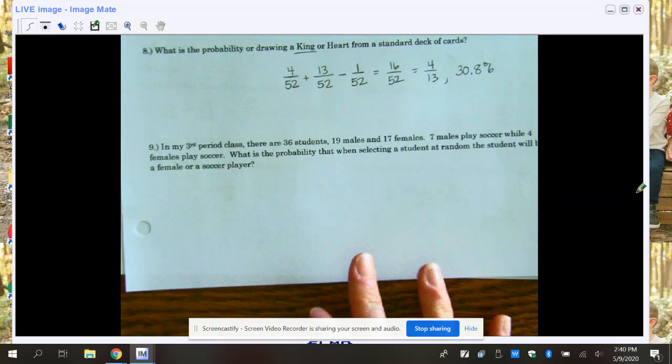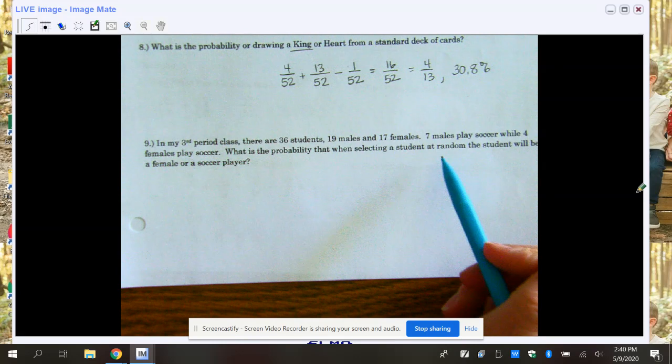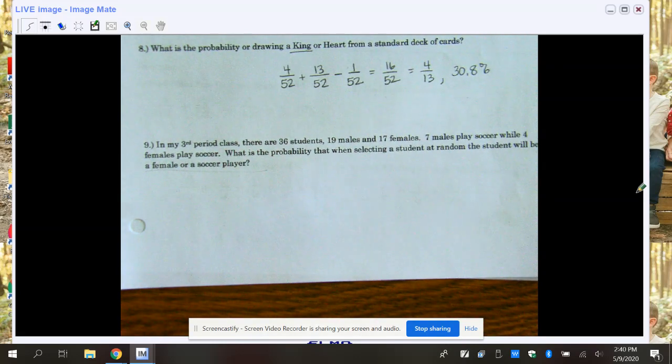All right, and then last question here. In my 3rd period class, there are 36 students, 19 males and 17 females. 7 males play soccer, 4 females play soccer. What is the probability that when selecting a student at random, the student will be a female or a soccer player? So again, I'm only picking one person one time, means you add. If I said the probability that I pick a female and then pick a soccer player, that's 2 draws, multiply.